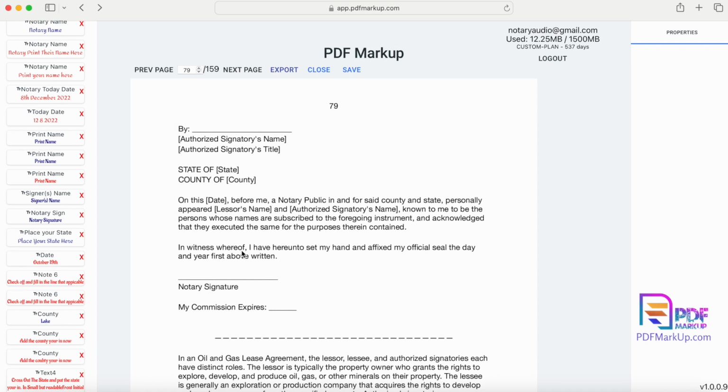Okay, in witness whereof I have unto set my hand and affix my official seal, the day and year first above written. Okay, so you're gonna go ahead, sign, print your name, put your expiration date, and stamp. That one was pretty simple.